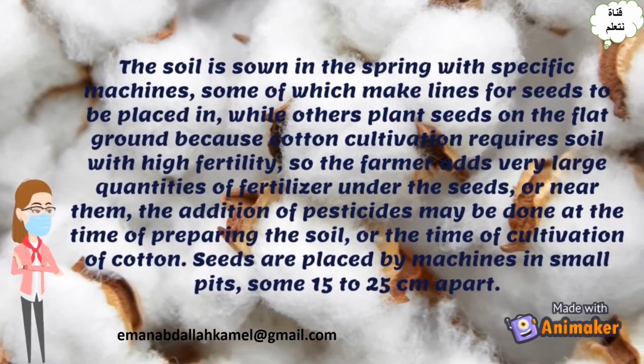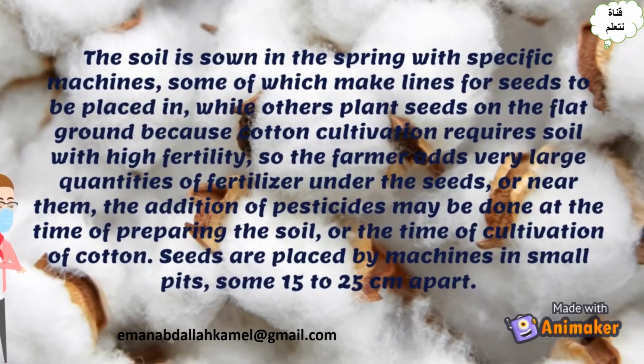The soil is sown in the spring with specific machines, some of which make lines for seeds to be placed in, while others plant seeds on the flat ground. Because cotton cultivation requires soil with high fertility, the farmer adds very large quantities of fertilizer under the seeds, or near them. The addition of pesticides may be done at the time of preparing the soil, or the time of cultivation of cotton. Seeds are placed by machines in small pits, some 15 to 25 centimeters apart.